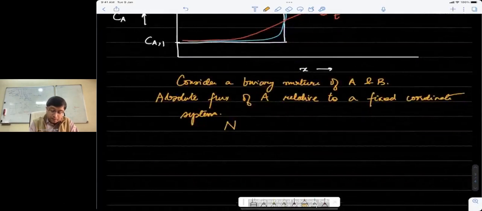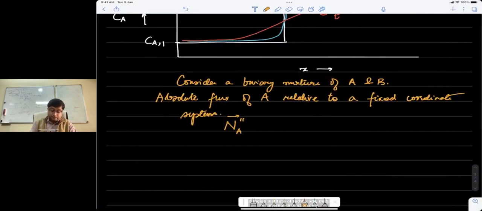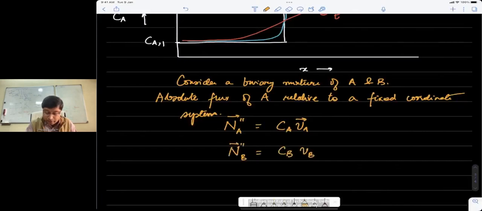So the absolute flux, which I'm going to represent by n double dash and let's say subscript A, this is the absolute flux of A. This can be given as the concentration of A into the velocity of A at a given location. So VA is the average velocity of all A particles at a given location, or all particles of A at that location. Similarly, I can write the absolute flux of B to be CB into VB, which is again concentration of B at a given location into velocity of B, or average velocity of all B particles at that location.